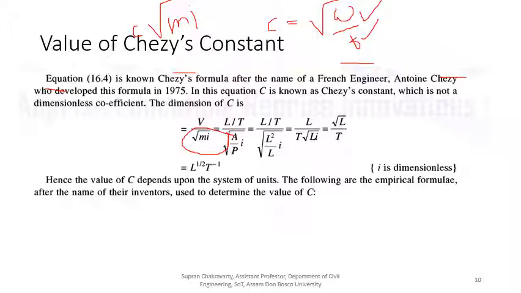The following are the empirical formulas, named after their inventors, used to determine the value of C. So this we will do in the next class. There are different scientists or inventors who have found out the value of C by some experiments. Those we will talk about in the next class.